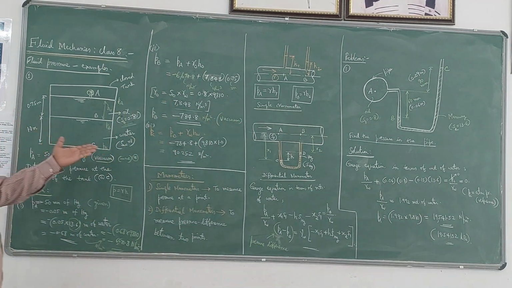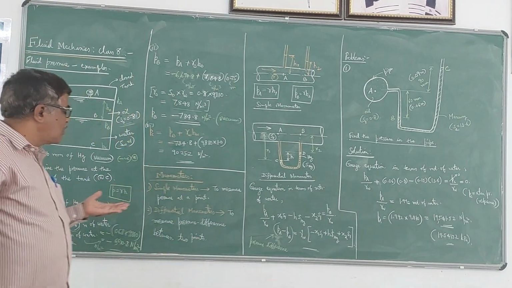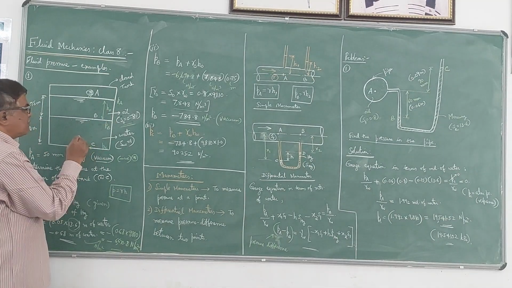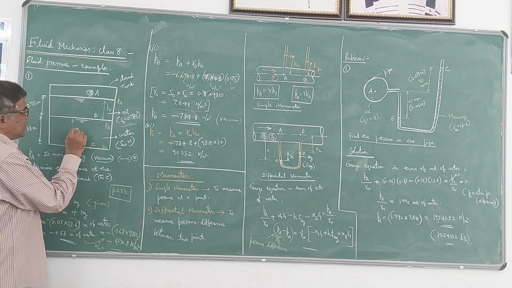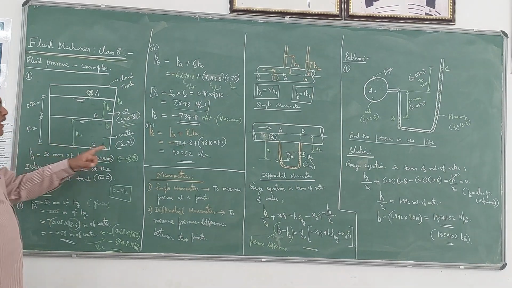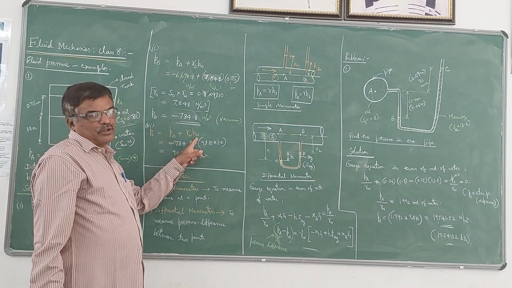Now after that we have to find the pressure at C, PC. PC, as I already told, is nothing but pressure at B plus the pressure due to this water, which is present from B to C. So the height I will take as HW. HW is 1 meter here. So PC is equal to PB plus gamma W into HW.